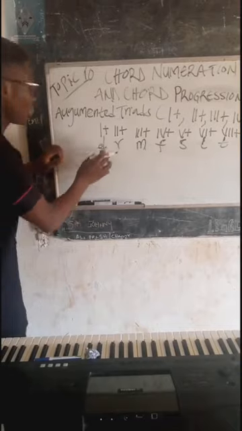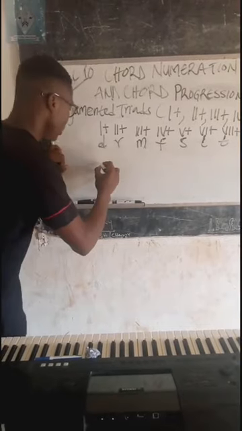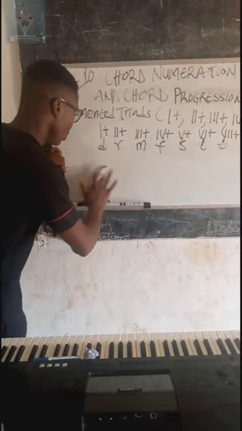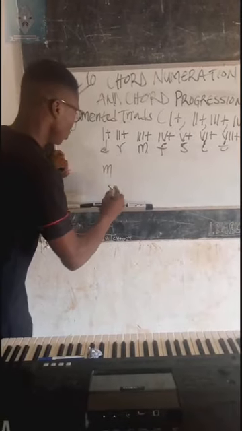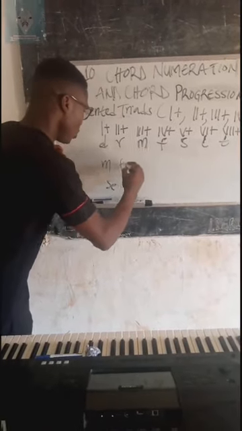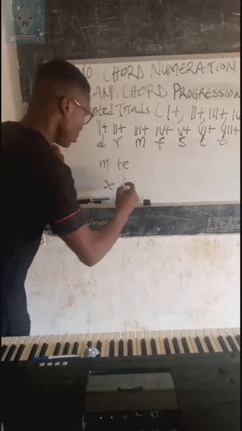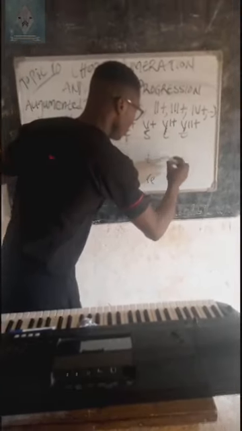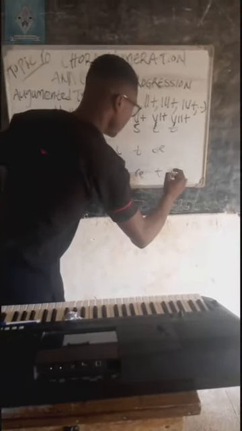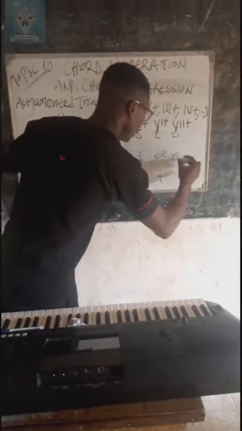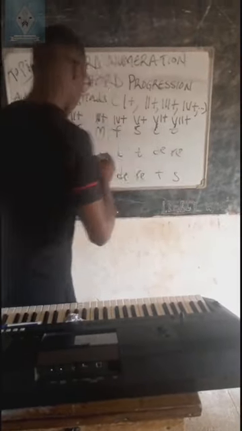So now what is the augmented chord built on do? This is the augmented chord built on do. This is the augmented chord built on re. This is the augmented chord built on la. And this is the augmented chord built on T.